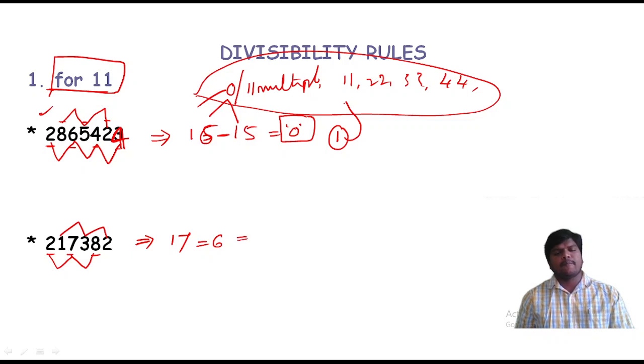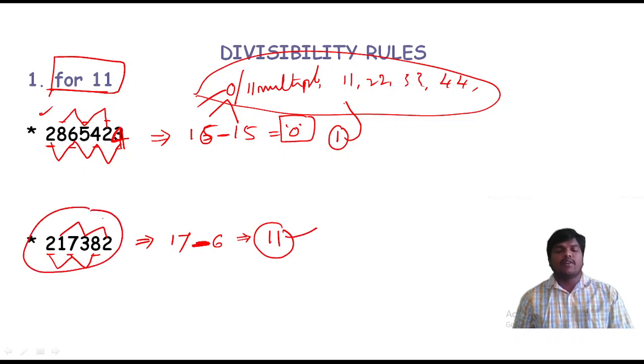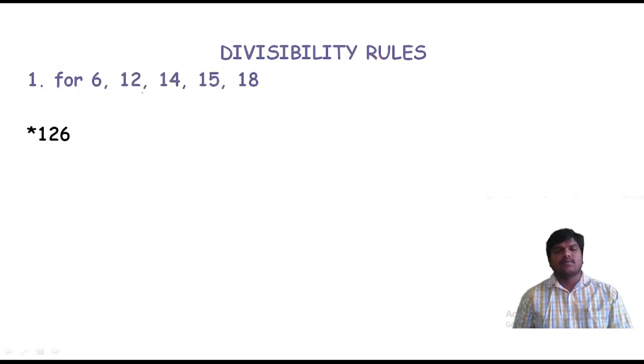Okay, 7 minus 6, what is the value? 11. So 11 is a multiple of 11, then this number is also divisible by 11. So this is the method.